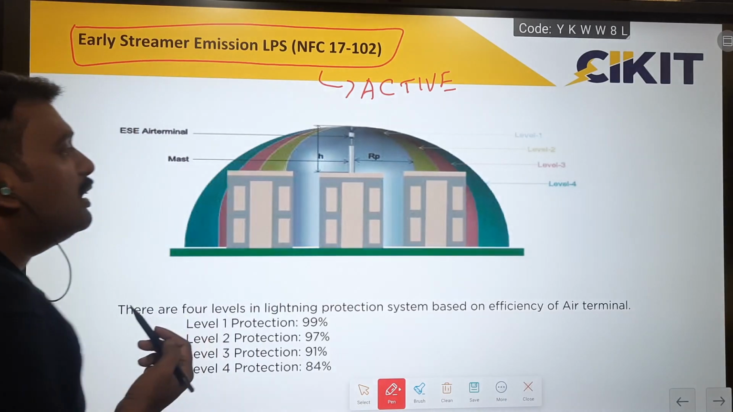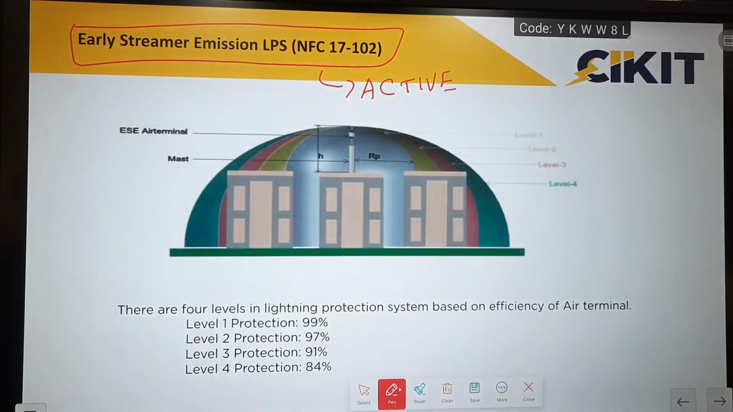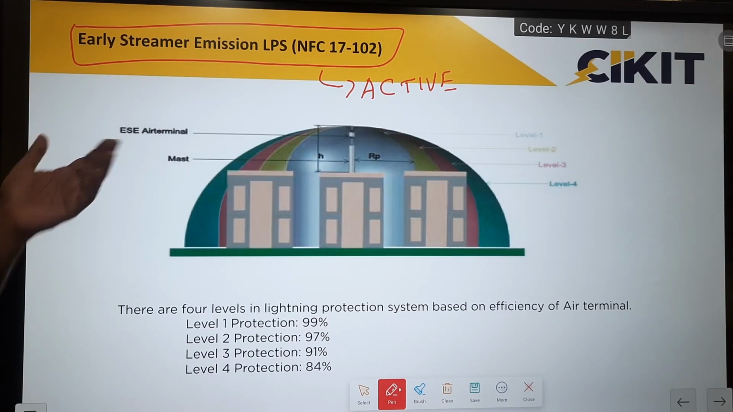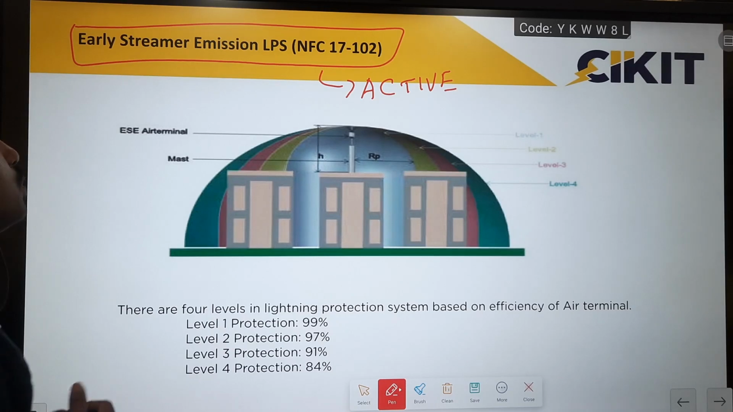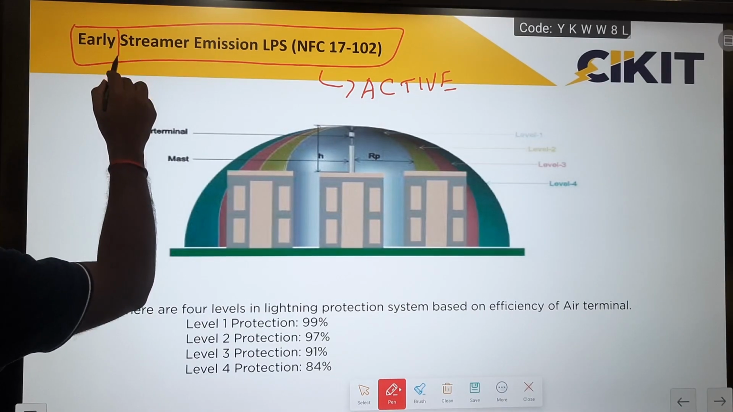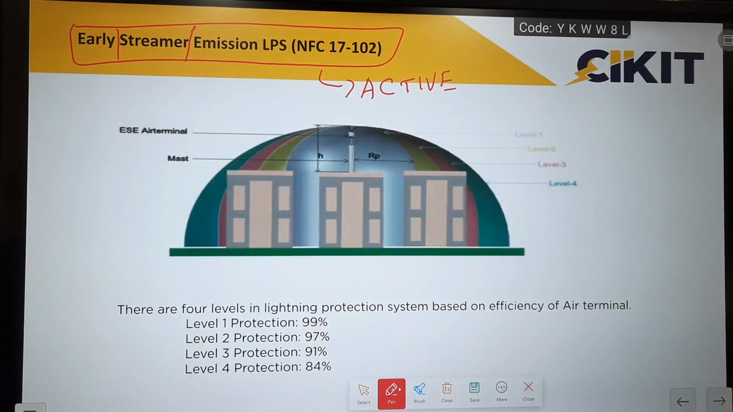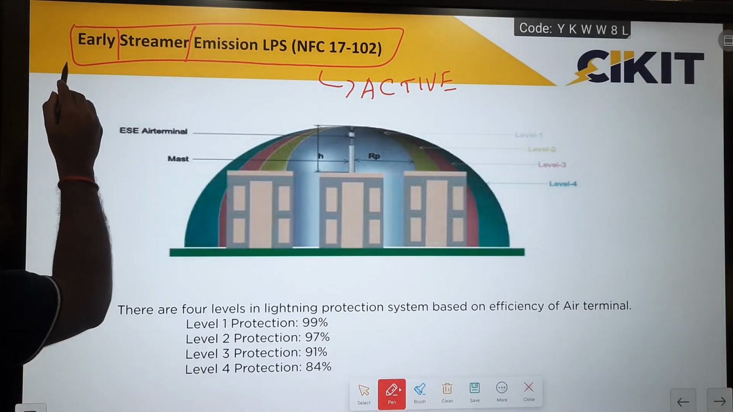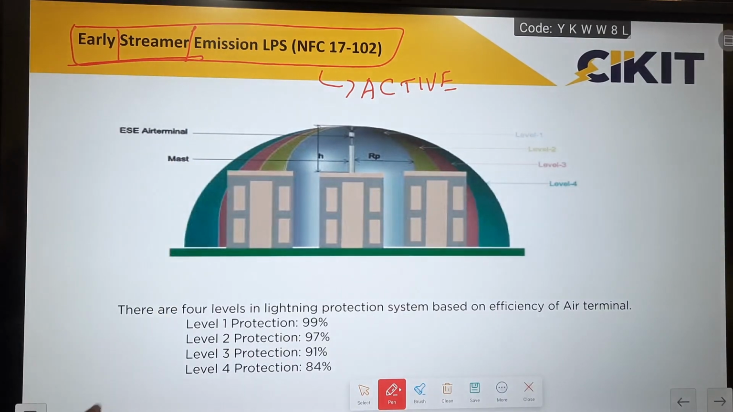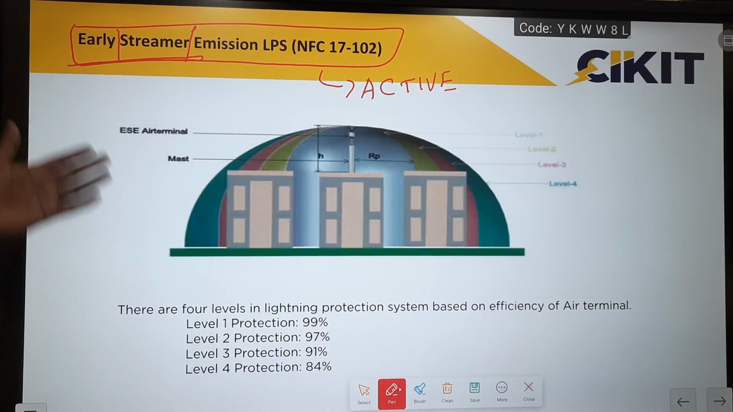So these ESE air terminals have separate mechanisms that sense the charges in the cloud, and they will send the trigger in advance of the conventional air terminals. From the name itself you can understand that these air terminals send the streamers in advance, that is, earlier than the conventional methods. So that is the reason for this name.